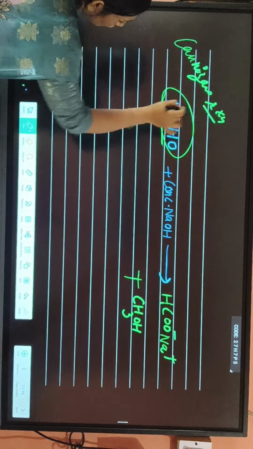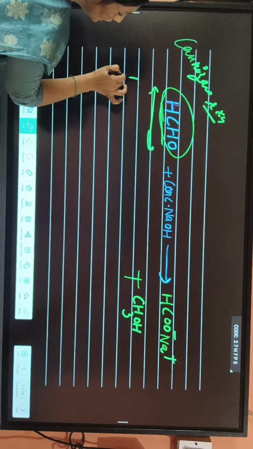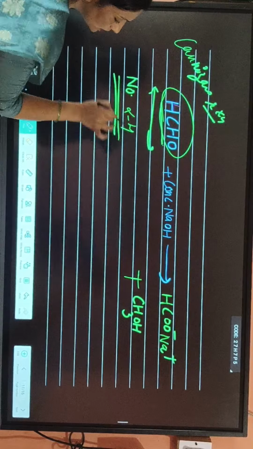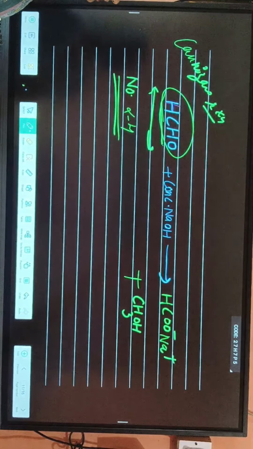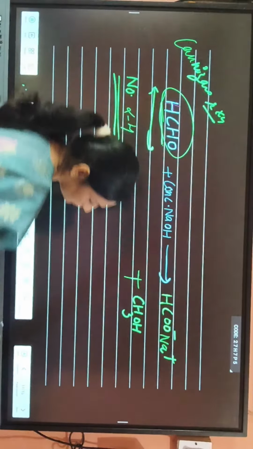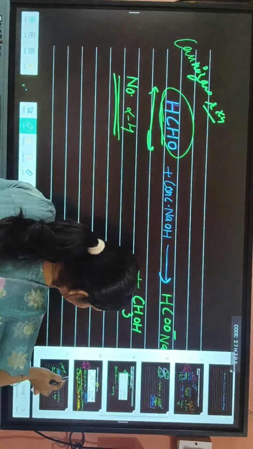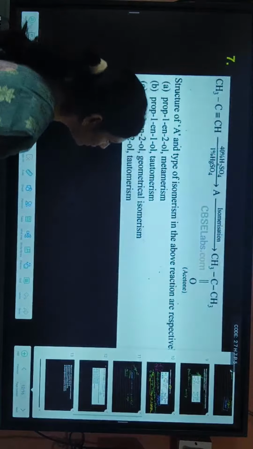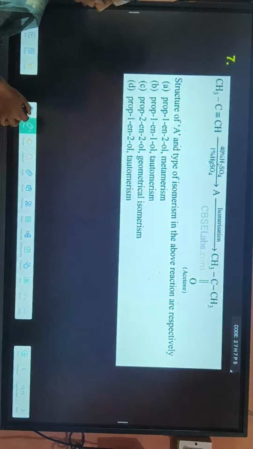And you can see no alpha hydrogen is present here, that's why it is showing Cannizzaro reaction. So I hope that question is also clear to all the students. Now students, our next question.